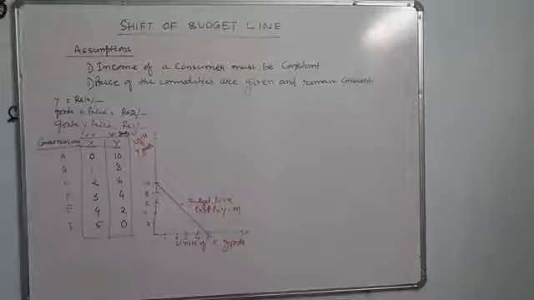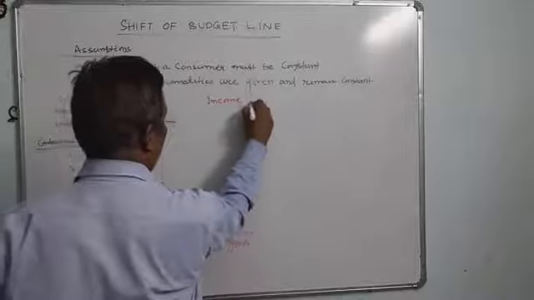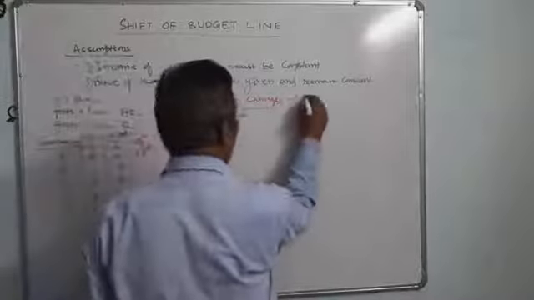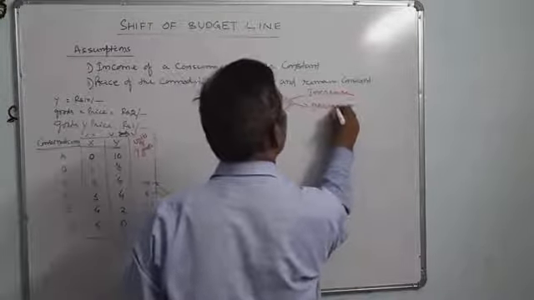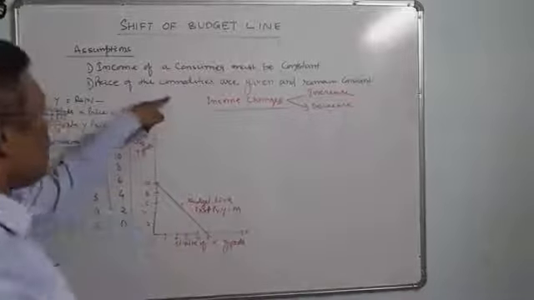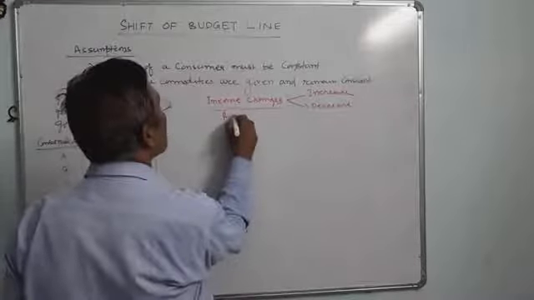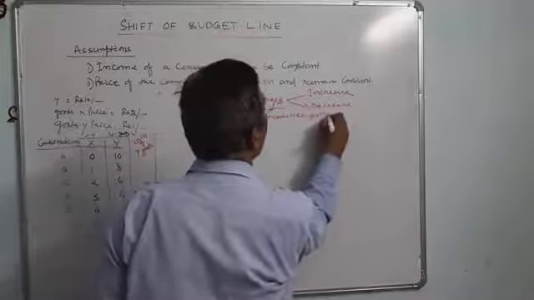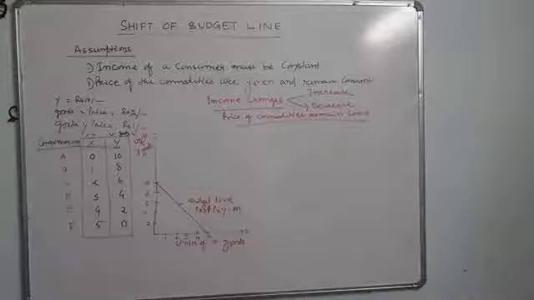Now next, suppose income changes. It means income may increase or income may decrease, while the price of the commodities remains the same. In that case, what will our budget line be?